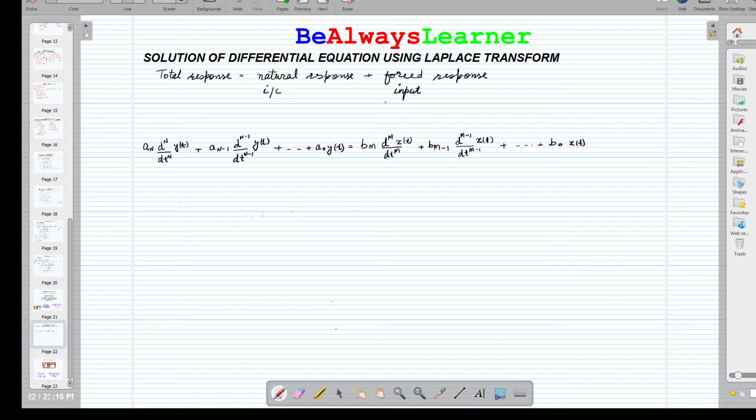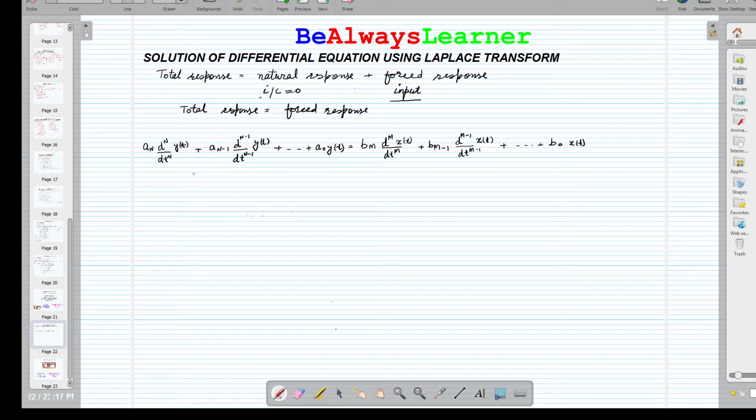The total response of the system is equal to the forced response when the initial conditions are equal to 0. So if initial conditions are 0, then we can write the total response is equal to the forced response. That's how we can define.